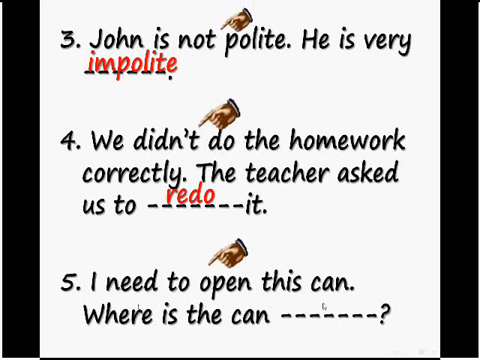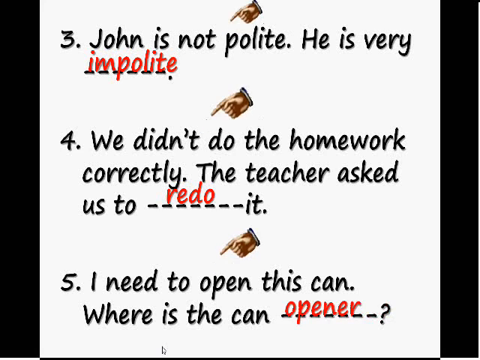So where is the can? So what do you think? Open here is the verb. So when I want to change it into what? Sure, I'm going to change open as a verb into opener, er, which is of course a noun. Can opener. It's the thing where you open cans with.